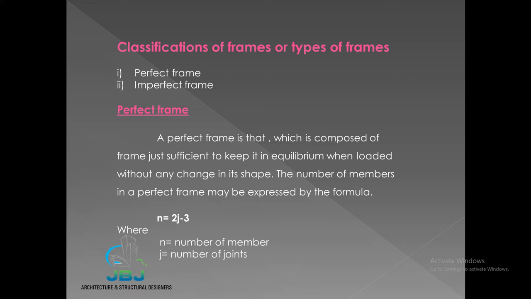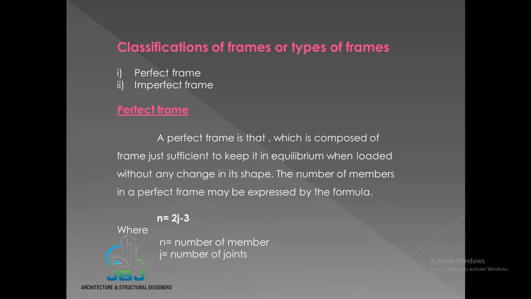N equal to 2j minus 3. Number of members equal to 2 into number of joints minus 3. If the condition is satisfied, that kind of frame is called a perfect frame. Okay, from this point you can easily understand this.